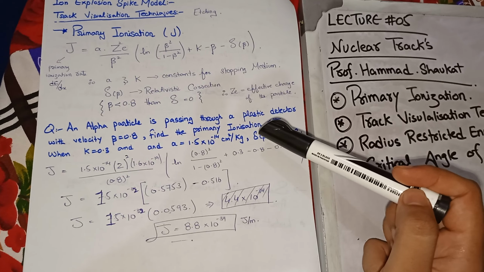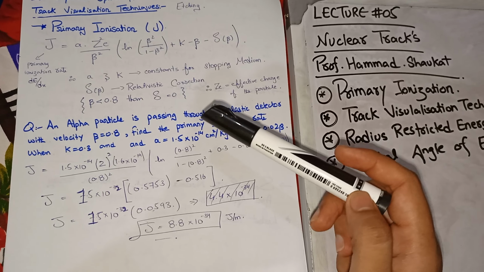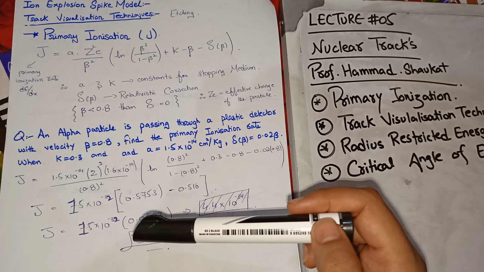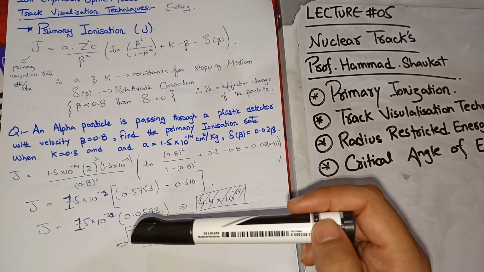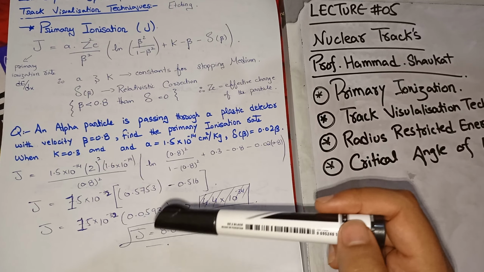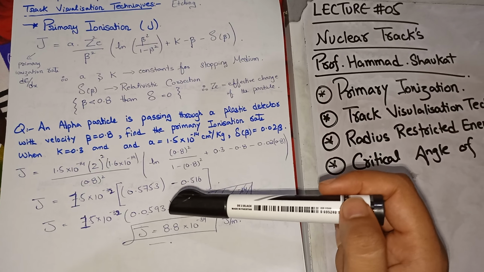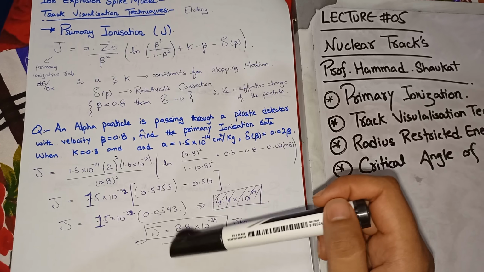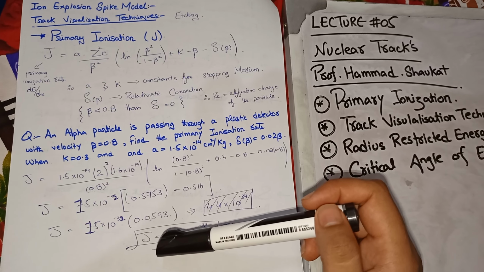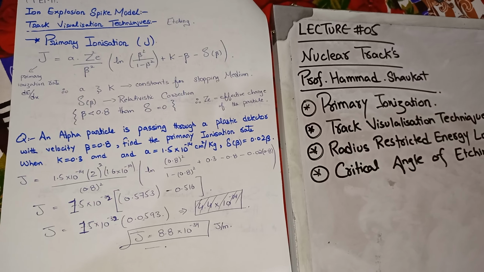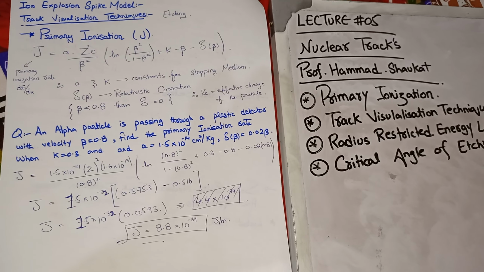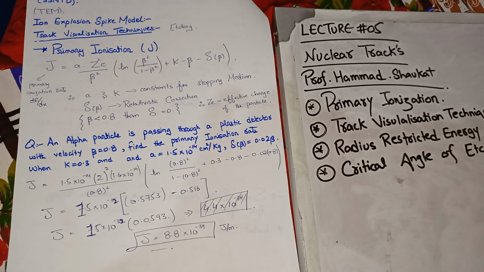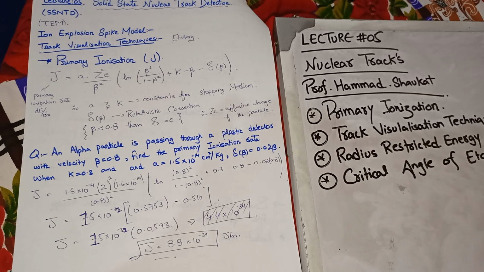After substituting and calculating all these values, you will get the final expression for J, the primary ionization, or the density of radiation damage, equal to 8.8 multiplied by 10 raised to power minus 34. The unit of this primary ionization, or radiation damage, is also joule per meter, as in previous cases. So this is how you can find the primary ionization.